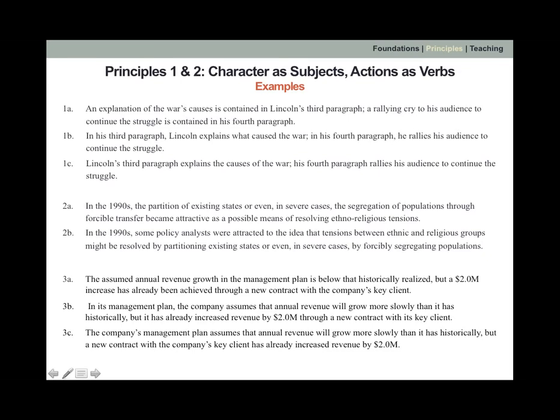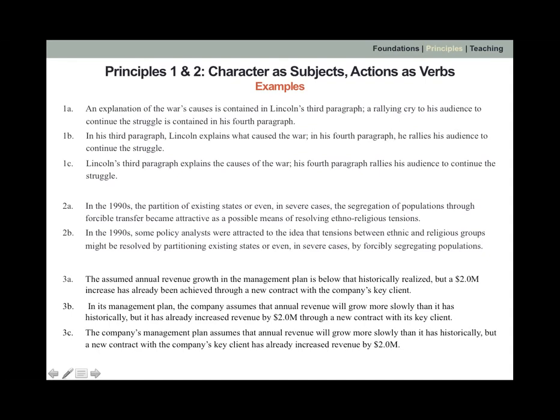We see this pattern throughout various forms of professional writing and also in academic writing. Here's a passage written by a political scientist, and you can see the highly nominalized abstract version in 2A, and then a revision of it that attaches the idea to a concrete character in version 2B. In the 1990s, the partition of existing states, and even in severe cases, the segregation of population through forcible transfer, became attractive as a possible means of resolving ethno-religious tensions. The subject of the sentence, we notice, is very, very long, a long noun phrase, which makes it difficult to understand and grasp and visualize and tell a story about it.